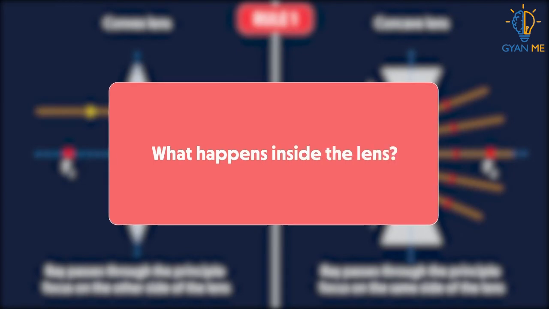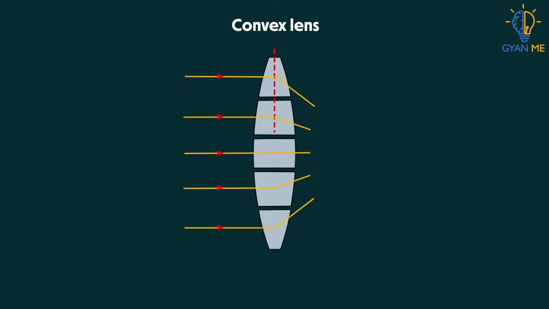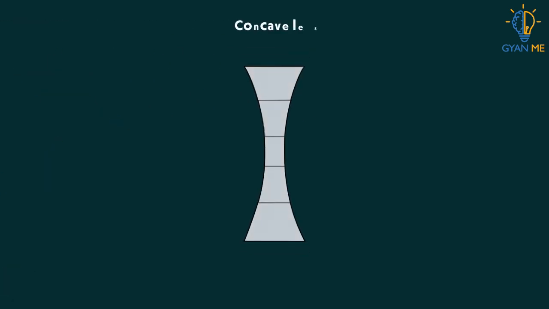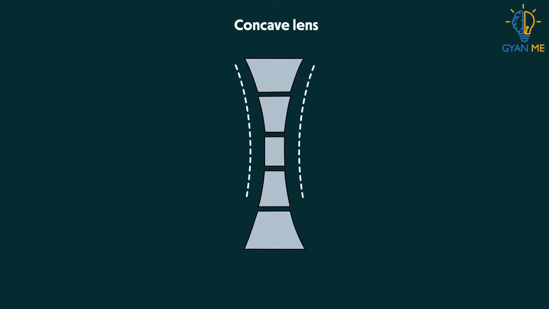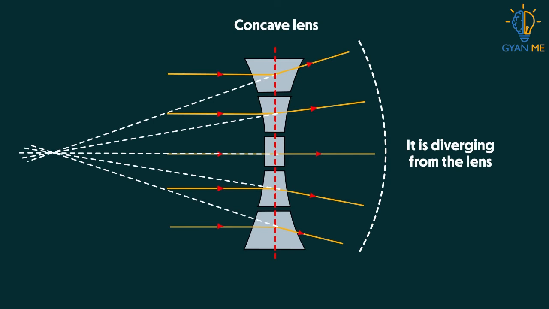Now what happens inside this lens? I already told you to imagine the lens as an arrangement of small prisms and a glass slab like this. So now when rays fall on the prism, they bend like this in such a way that they pass through the focus on the other side of the convex lens. Similarly, we know that a concave lens is also an arrangement of prisms and slab. That is, they are inverted. So here, when light is incident, it will bend like this on the outer side. And so we see that it is diverging from the lens.